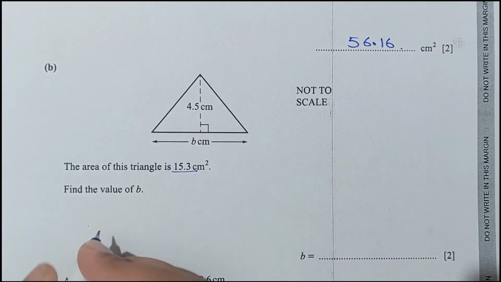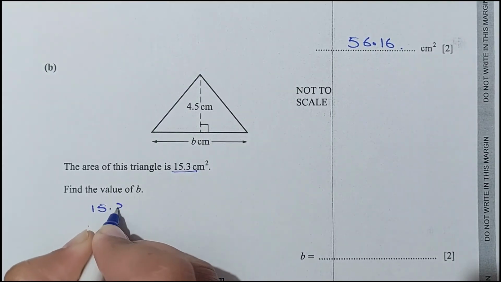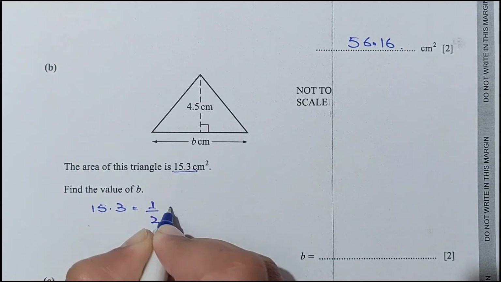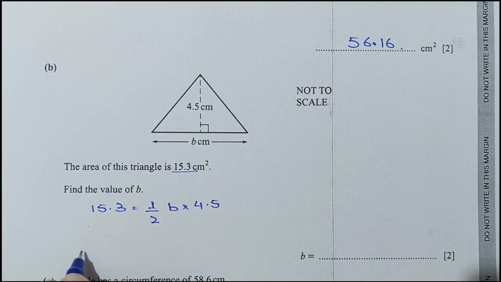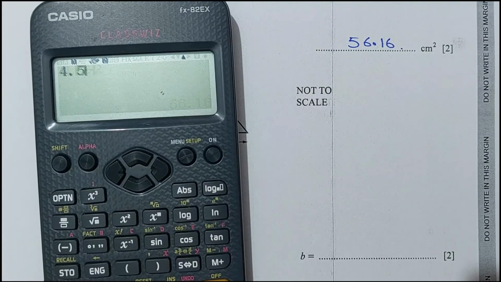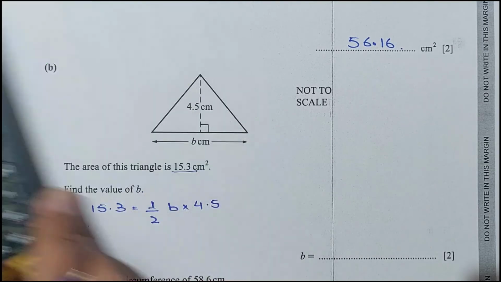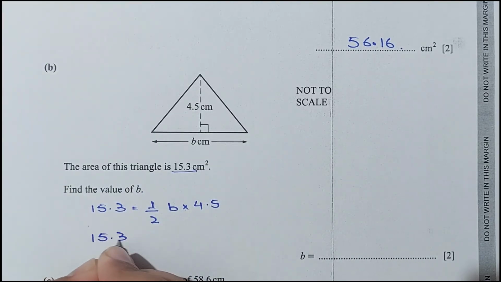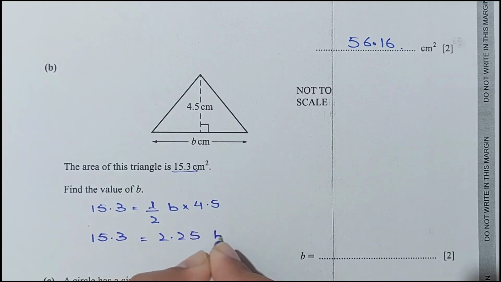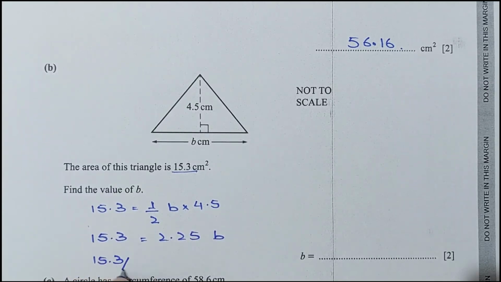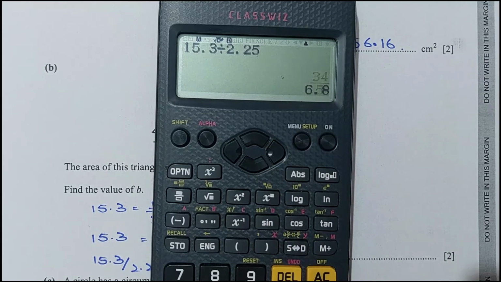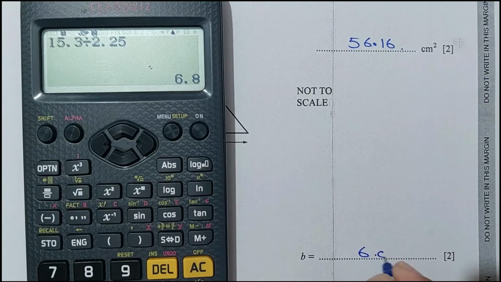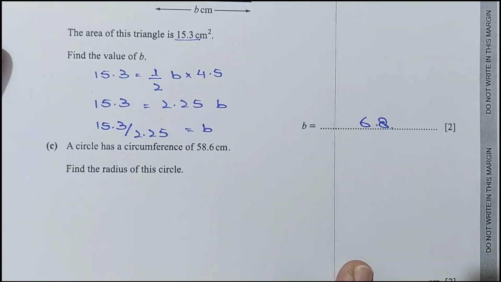Now for part B, the area of this triangle is 15.3. Find the value of b. Area of a triangle is 15.3. This is equal to half base times height. The base is b and the height is 4.5. Okay. What is 4.5 divided by 2? It's 2.25. So 15.3 equals 2.25b, and 15.3 divided by 2.25 would be the b value. 15.3 divided by 2.25. 6.8 is the b, the base of that triangle.